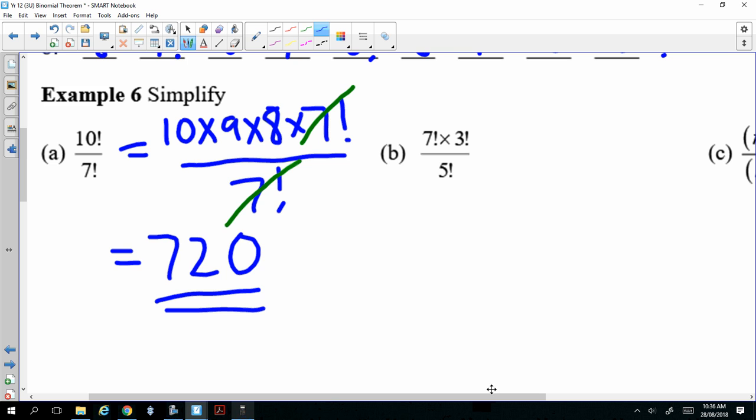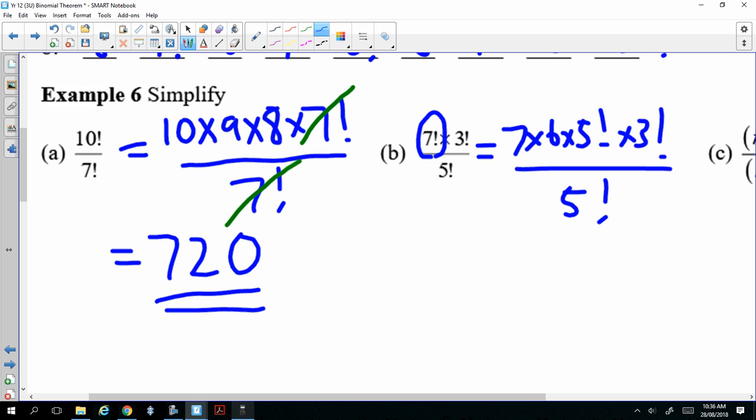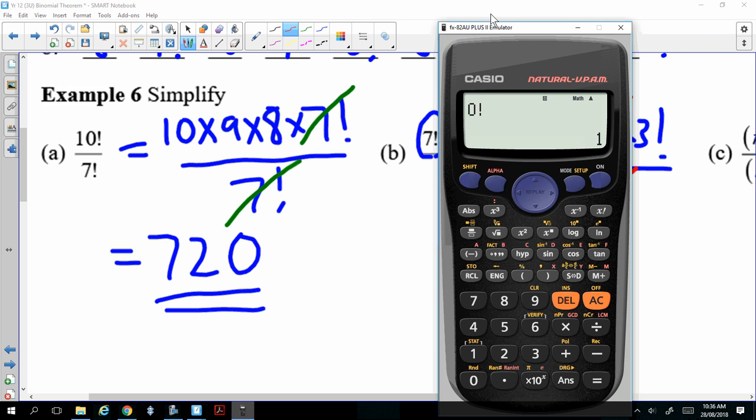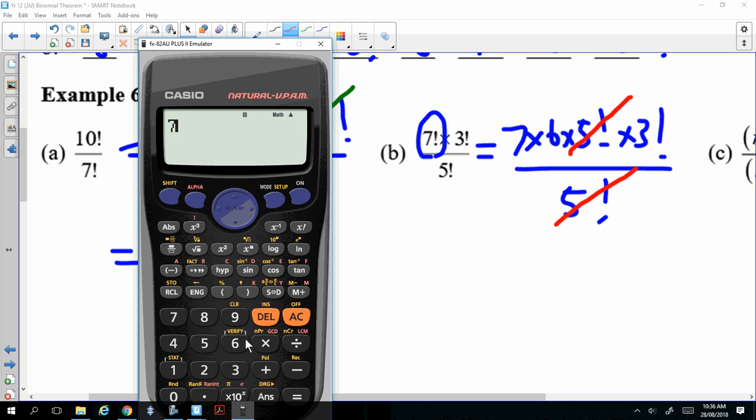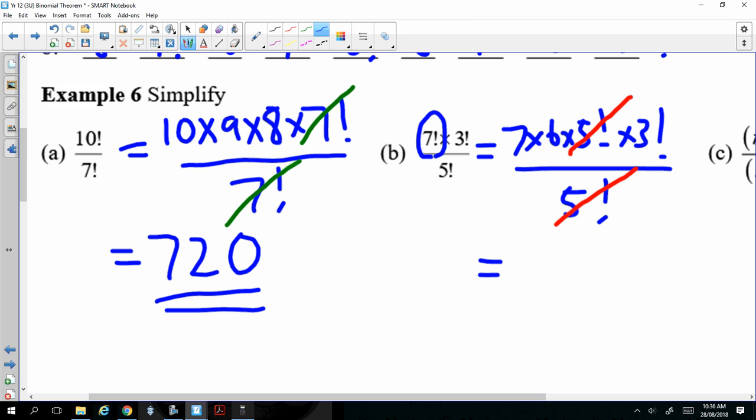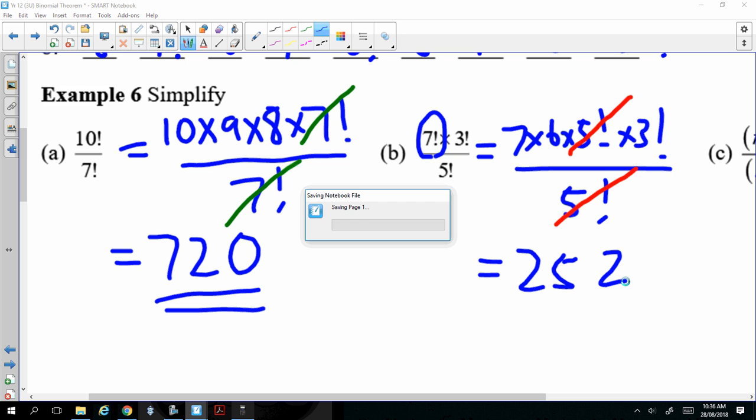All right, same thing for the next one. Change the bigger one: 7 times 6 times 5 factorial over 5 factorial times 3 factorial. So unroll the bigger one. The 5 factorial will cancel, and you can do the rest on your calculator. So you just do 7 times 6 times 3 factorial, equal to 252. All right, okay, good. Let's continue.